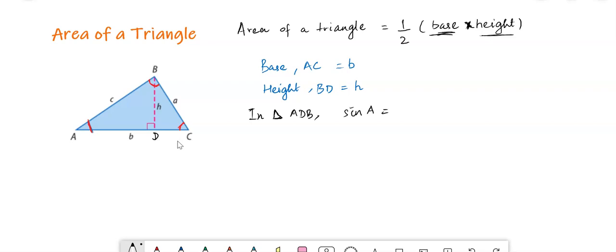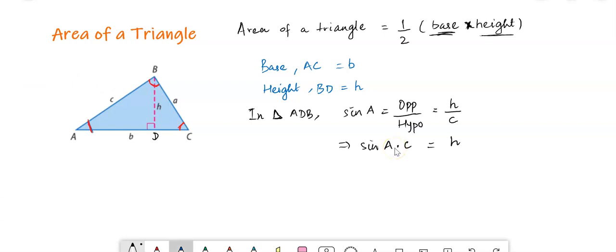The sine of angle A, we can use SOHCAHTOA. So it's opposite over hypotenuse. Now the opposite of angle A, you can see, is H. And what is the hypotenuse? Hypotenuse is C. Now from here we can easily find out the value of H. The value of H is sine A times C.